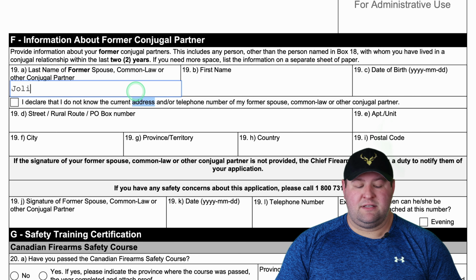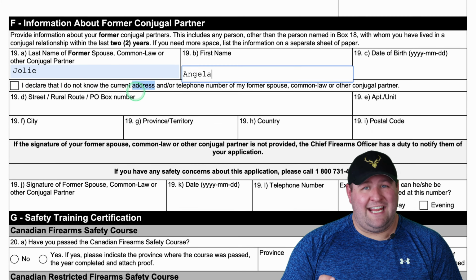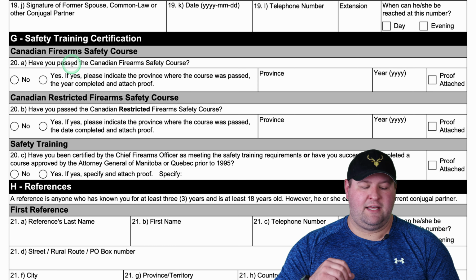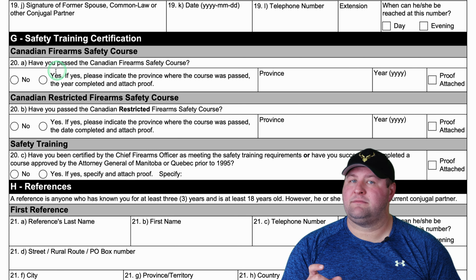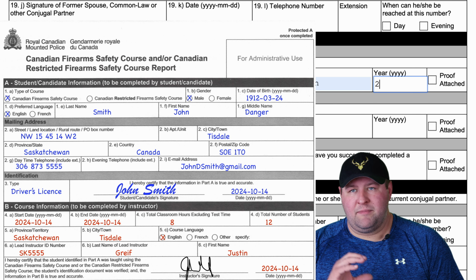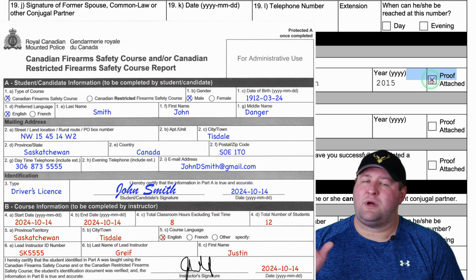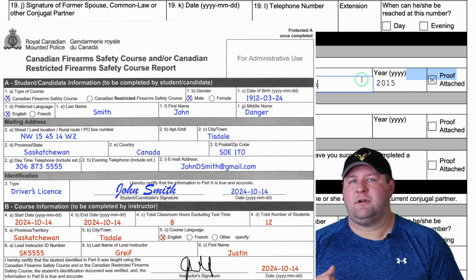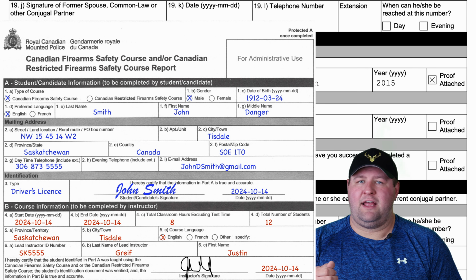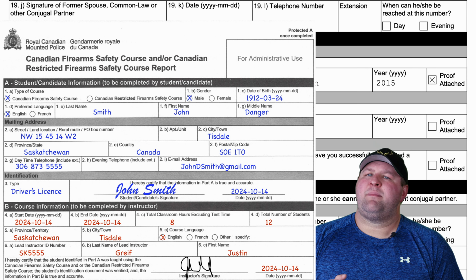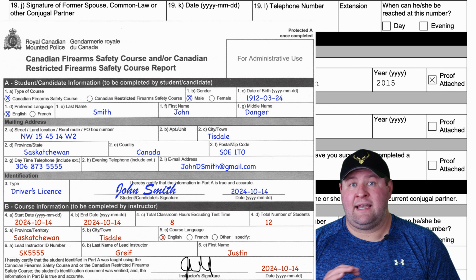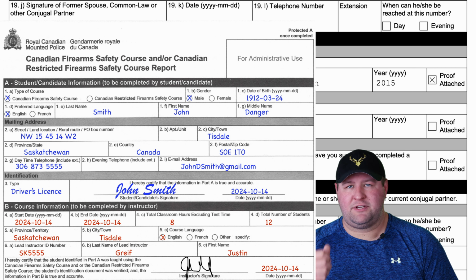G, safety training. So if you've only taken the Canadian firearm safety course, some instructors may call it the PAL course or the non-restricted, you would check yes. Write the province you've taken it in and the year you took it, and proof attached. Now your instructor after your course, in the majority of provinces except for Ontario. Ontario will actually mail your course report after. It might take a month, but in the majority of provinces, you'll actually get your course report right after and your instructor will hand that to you. I recommend photocopying this and sending the photocopy in. And keep that original safe. Don't send that. Make sure you have a copy of that all the time.